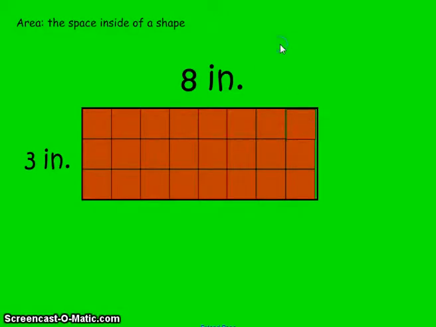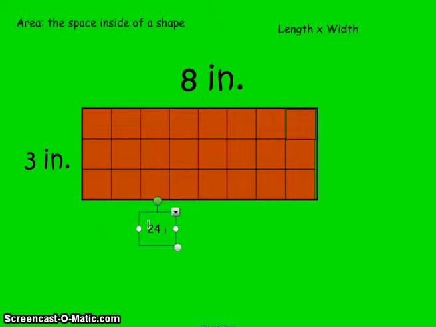So the formula for area is very simple. To find area, you are going to do length times width. That's how you're going to solve for area. So I'm going to look at this rectangle and I see that I have a length of 8 and a width of 3. To solve this, I would do 8 times 3. Well, I know 8 times 3 is 24.